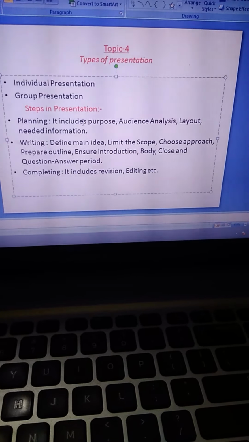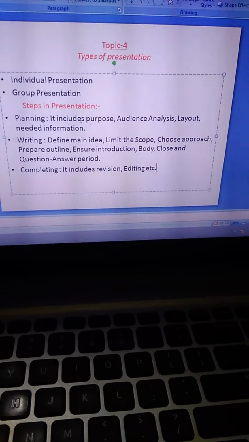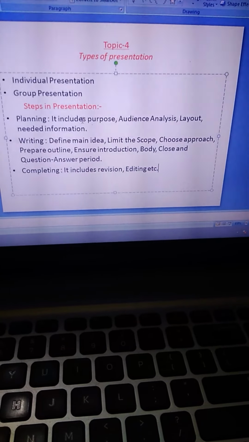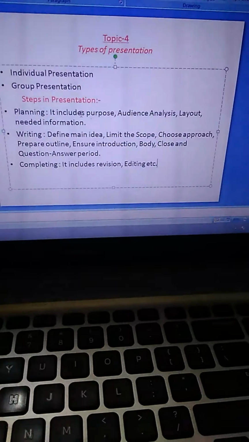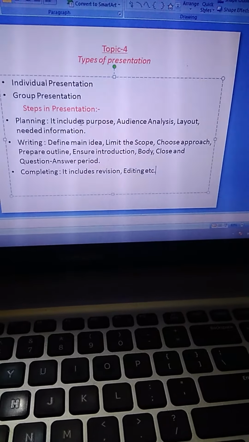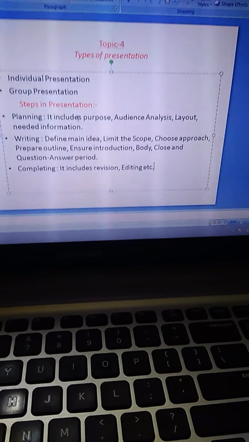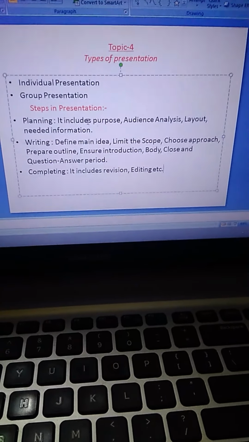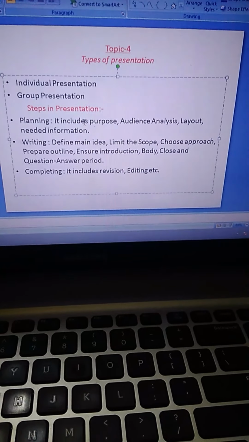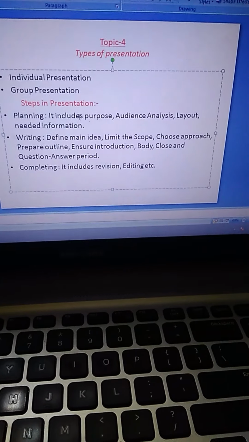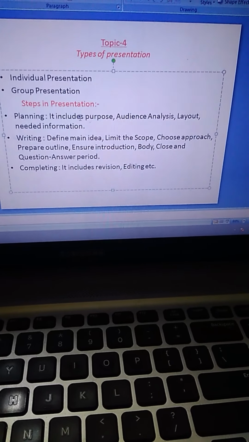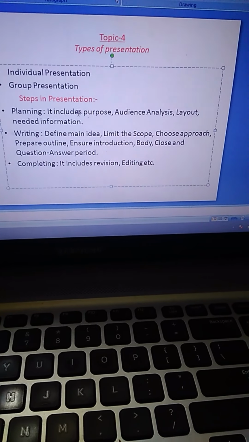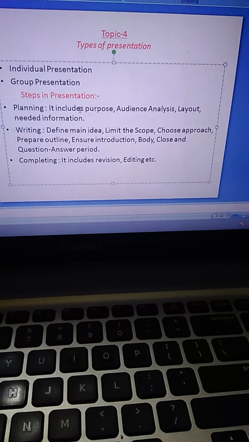Now, what are the steps which we can follow at the time of presentation, or how we can plan for the presentation, or we can say, what is the process of presentation? What are the steps we can follow? First is planning. Planning includes purpose, audience analysis, layout, and needed information.